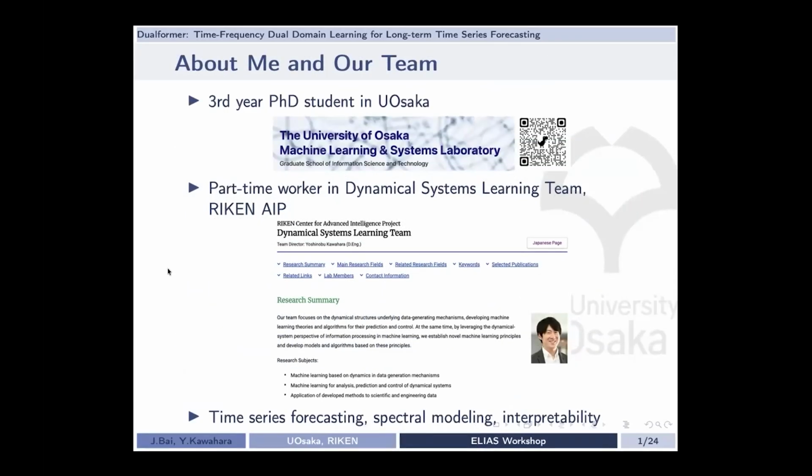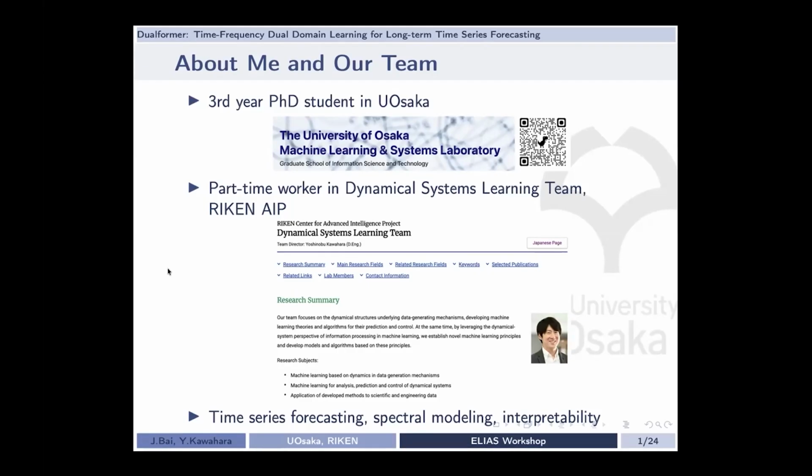Before I start, let me briefly introduce myself and our team. I'm currently a third-year PhD student at the University of Osaka. Our lab is called the Machine Learning and Systems Laboratory. If any of you are interested in our lab, please scan the QR code for the details. I'm under the supervision of Professor Yoshinobu Kawahara. Here's a nice photo of him. Unfortunately, he couldn't make it here in person, so I'll just do my best.